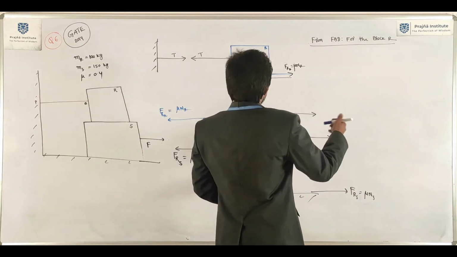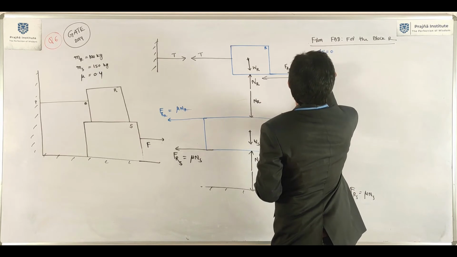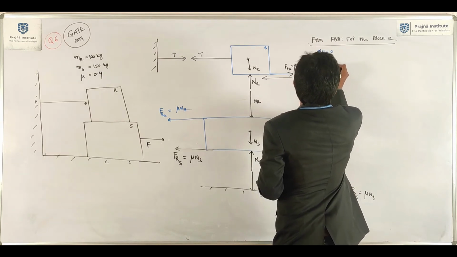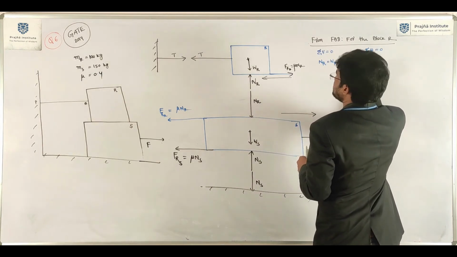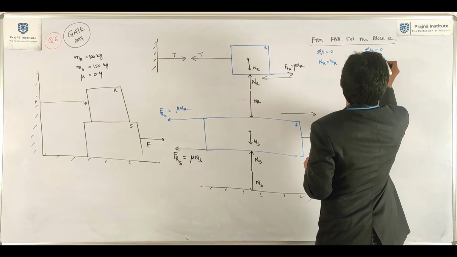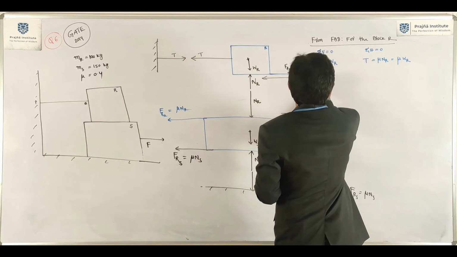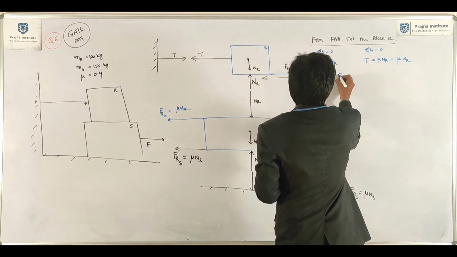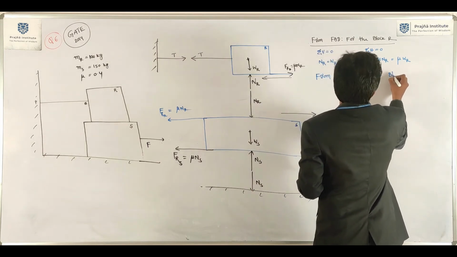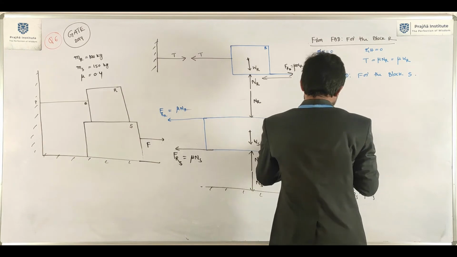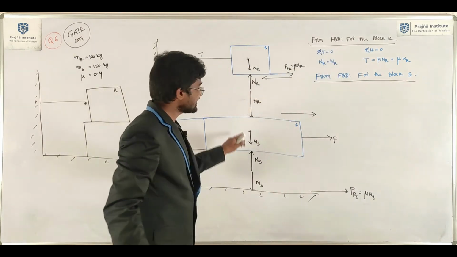Now, just apply equilibrium equations. Sigma V equals 0. N_R equal to W_R. Then sigma H equals 0, T equals mu into N_R, mu into W_R. Now, from FBD for the block S. FBD for the block S. In this case, what will we get?